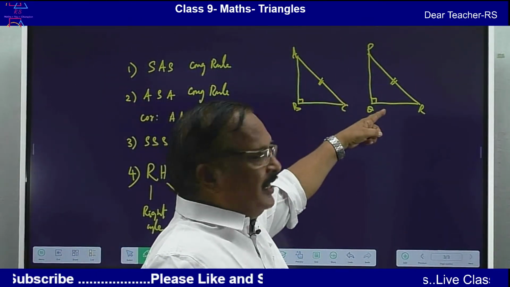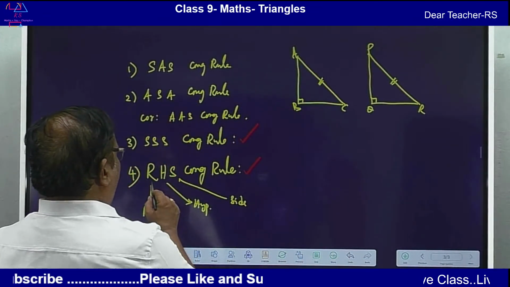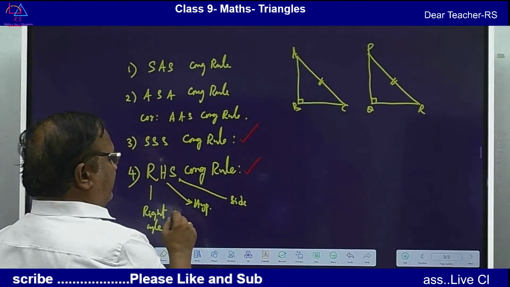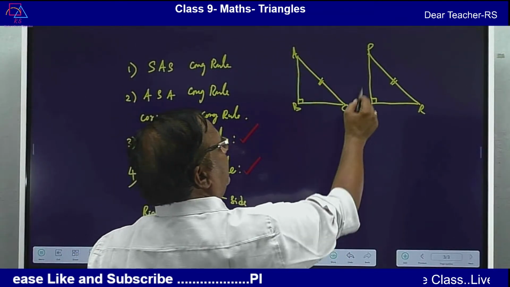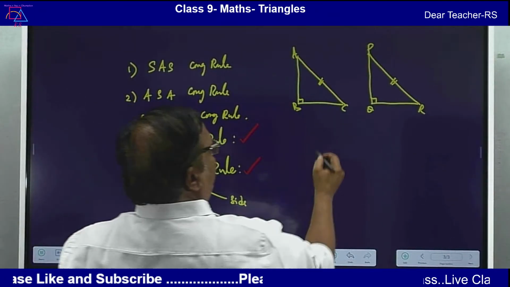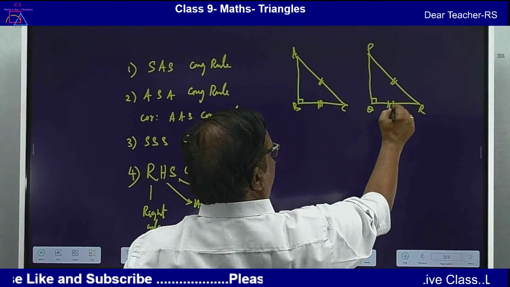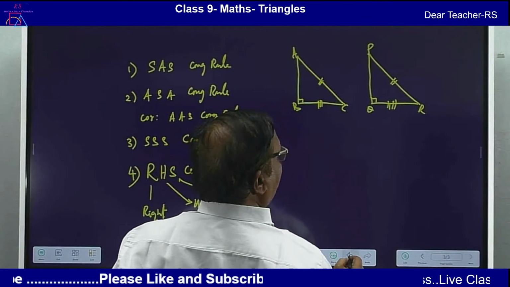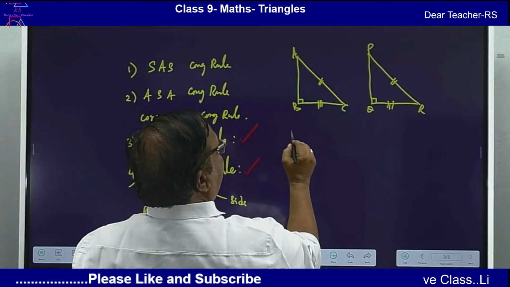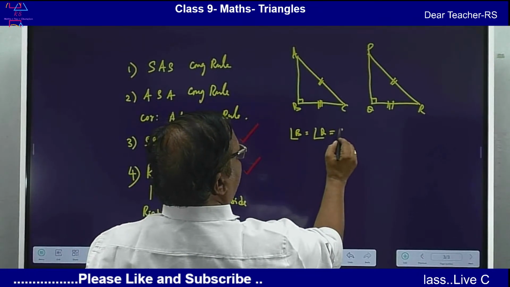Here PQ and QR. Any one pair should be equal because R is over, here is a right angle, here also a right angle. Hypotenuse is also over, here one hypotenuse, both hypotenuses are equal. Now I can write BC is equal to QR. Oh, I wrote so many QR. So I will write it. That means angle B is equal to angle Q is equal to 90 degrees.